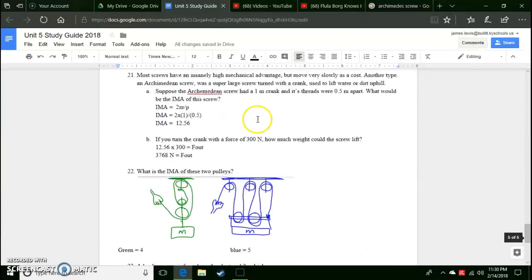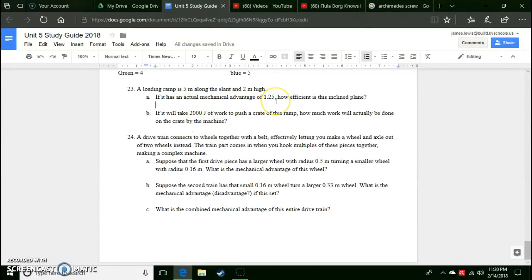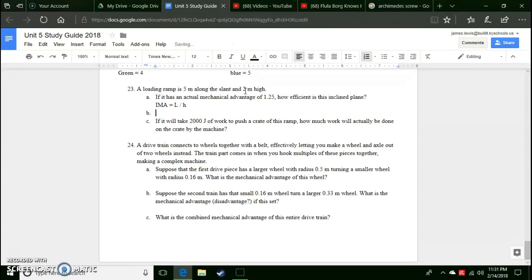And if I go back down to the problem here, it says that if an actual mechanical advantage of 1.25, how efficient is the inclined plane? Oh ho! So I'm actually giving you a little bit of a curveball here. I'm asking about efficiency and giving you actual mechanical advantage. So I didn't give you the IMA yet, but like I just showed you, you can get the IMA from length divided by height. So let's go ahead and do that, because it's probably going to be needed to actually get the efficiency. So 5 divided by 2, length divided by height. IMA equals 5 divided by 2, which of course equals 2.5.